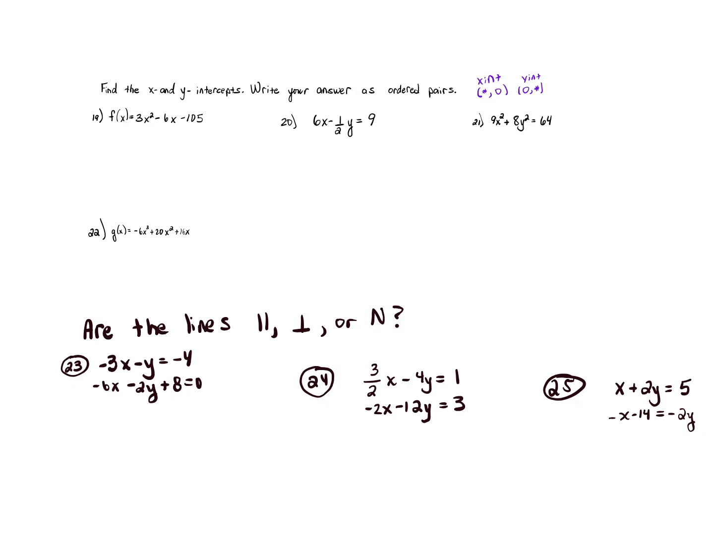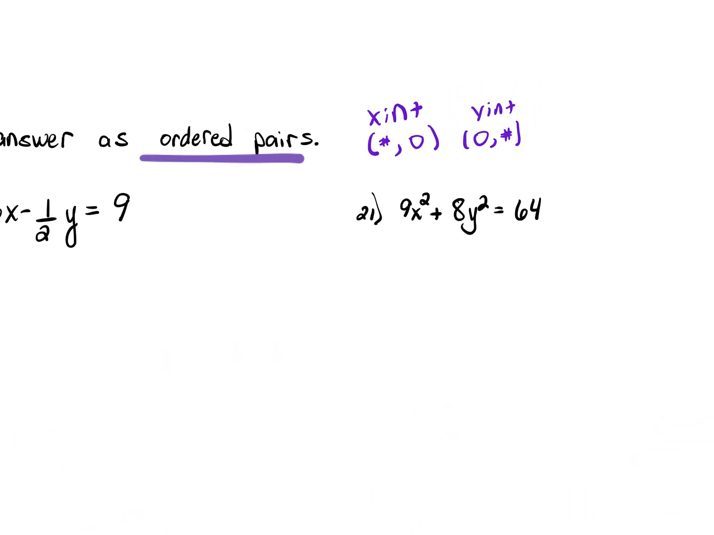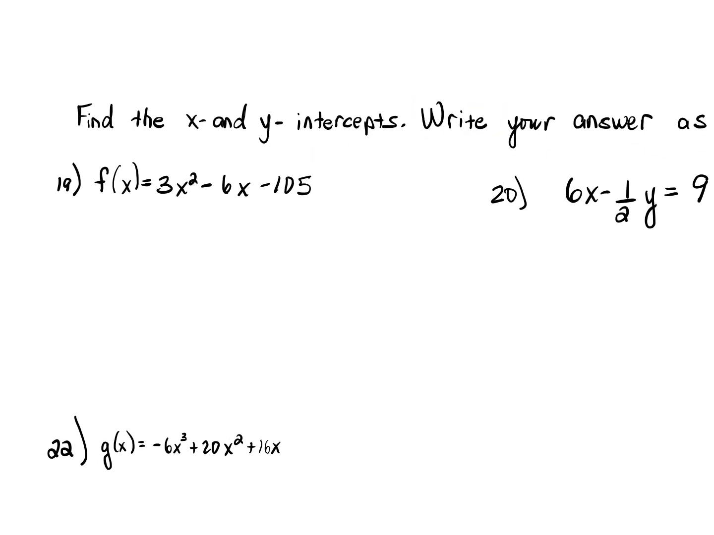On the next page, we want to find the x and y intercepts and write your answer as ordered pairs. When you write it as ordered pairs, your x-intercept, the number is going to go in the x spot. For the y-intercept, the number is going to go in the y spot. So questions on the quiz are going to have the same instructions. It's going to say write your answer as ordered pairs. So you got to write it as points.